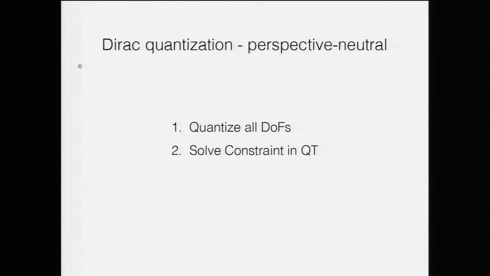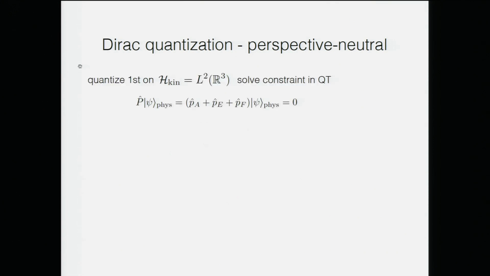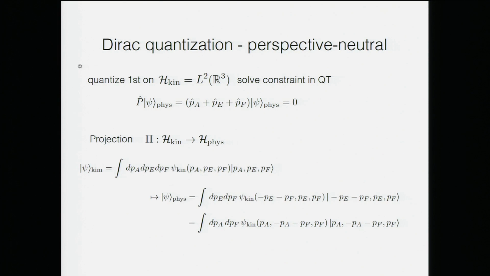Now Dirac quantization is the opposite ordering. You quantize first all degrees of freedom, and then you solve the constraints in the quantum theory, so we're quantizing the perspective-neutral structure. How would you do that? We have three particles, so we have to quantize on a kinematical Hilbert space, an L2 over R3. Then we have to solve the constraint. The quantum theory is very simple in this case. It's the analog of the Wheeler-DeWitt equation in the simple example. We want to find the space of states solving that constraint. You can do that by group averaging. That defines an improper projection from the kinematical Hilbert space to the physical Hilbert space.